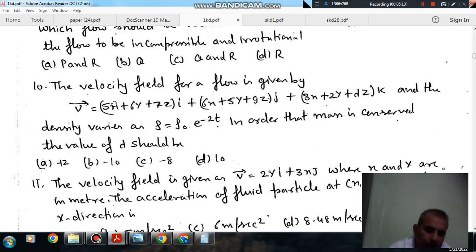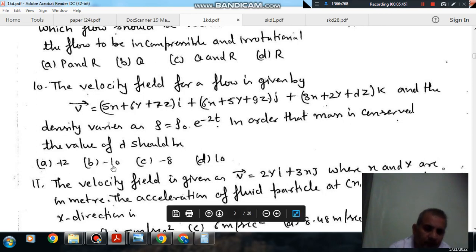Next, the velocity field for a flow is given by V vector equals (5x + 6y + 7z) i + (6x + 5y + 9z) j + (3x + 2y + λz) k, and the density varies as rho is equal to rho naught e raised to power minus 2t. In order that the mass is conserved, the value of lambda should be: option A minus 12, option B minus 10, option C minus 8, and option D 10.